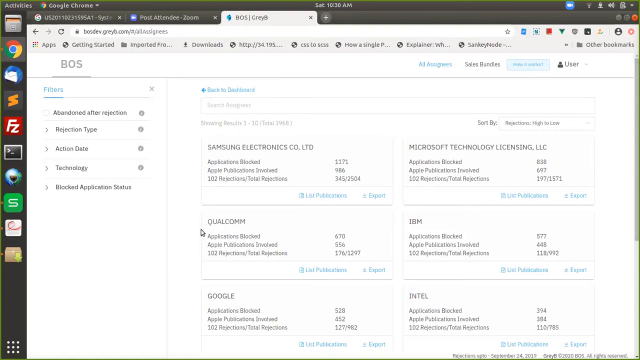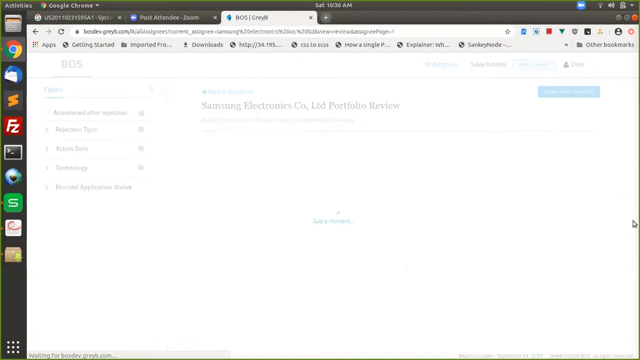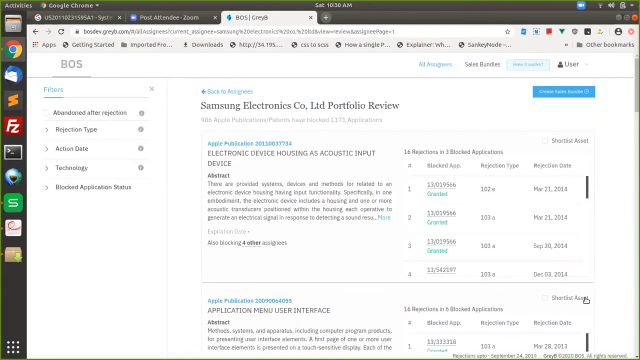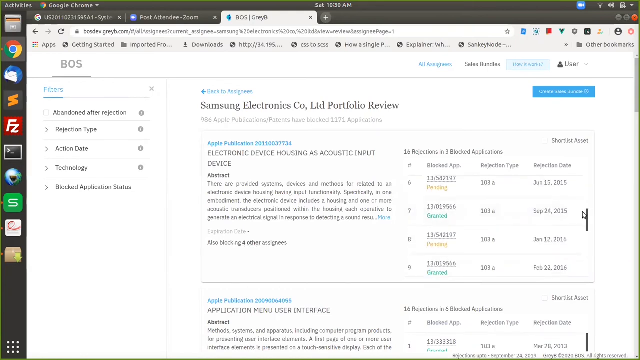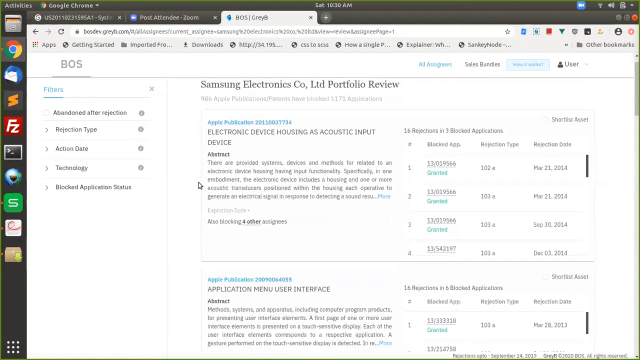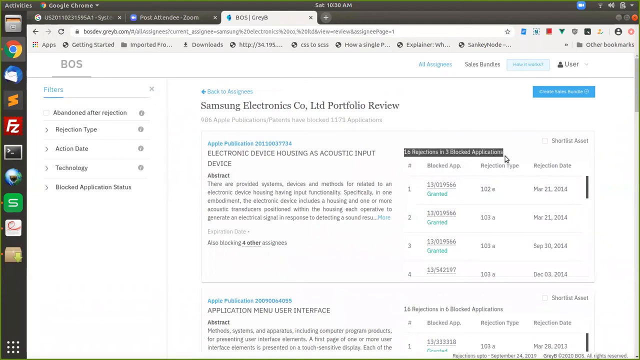If we look at Apple's portfolio, let's see this first card. Apple is blocking Samsung's around 1,000 applications, and around 986 Apple publications were involved in the rejections. If we dig deeper into Samsung, we can see the trend. For this publication, electronic device housing as acoustic input device, Apple's publication is blocking Samsung here: 16 rejections in 3 blocked applications. I think that's a pretty good number.